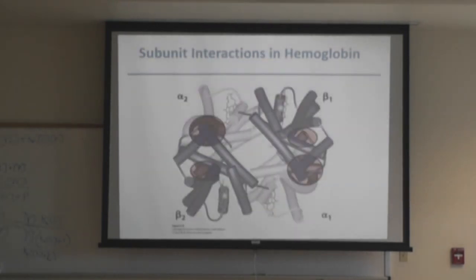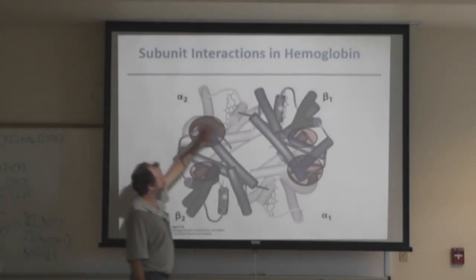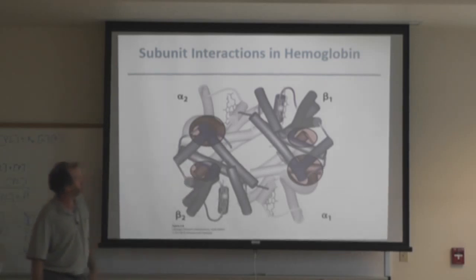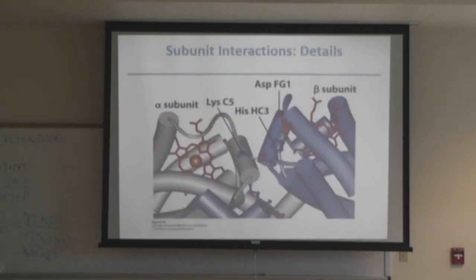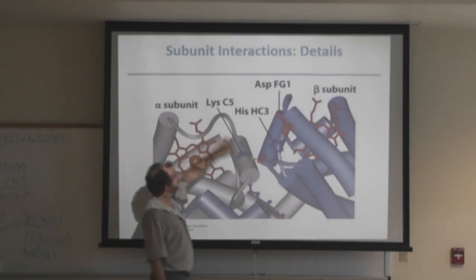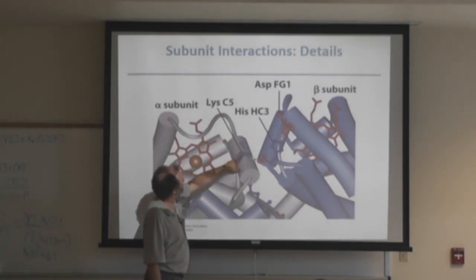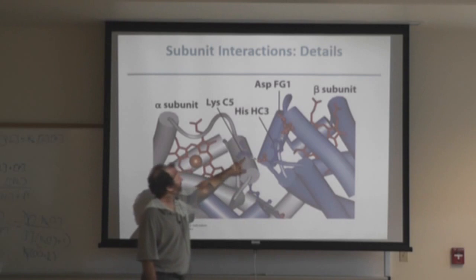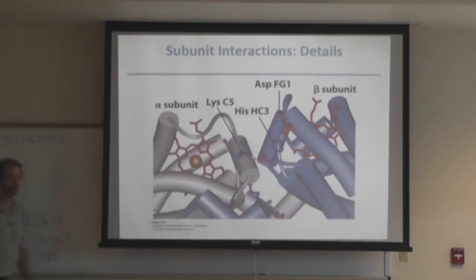This is the overall structure of subunit interaction in hemoglobin. You have 2 alpha subunits and 2 beta subunits. And they have the interacting areas highlighted like that. And more details on the interaction. For example, you have a lysine on the C5 of the alpha subunit that interacts with the histidine on the beta subunit. So why would lysine and histidine interact?